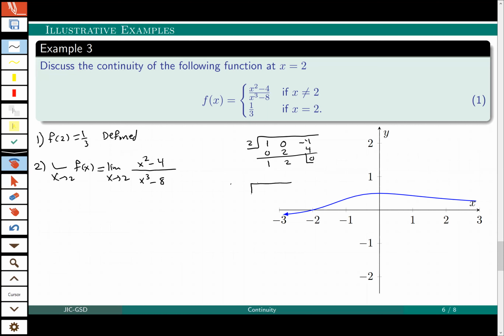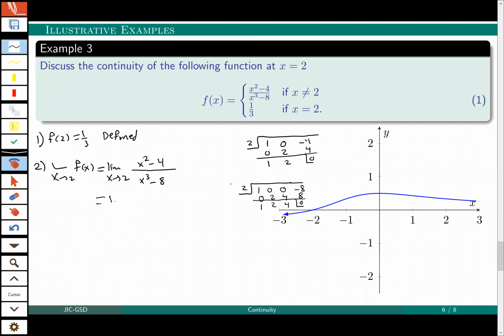While dividing the denominator by 2, the coefficient of x cubed is 1. The coefficient of x squared is 0. The coefficient of x is 0. Then minus 8. 1 plus 0 is 1. 2 times 1 is 2. 0 plus 2 is 2. 2 times 2 is 4. 0 plus 4 is 4. And 2 times 4 is 8. So that will be 0.